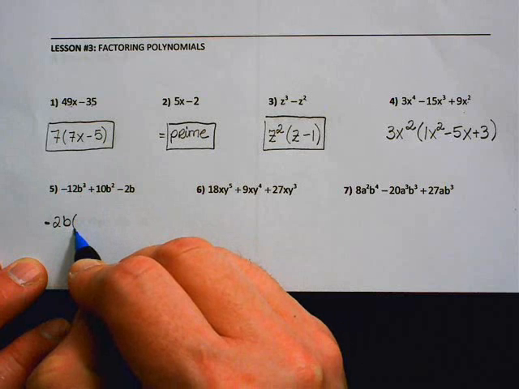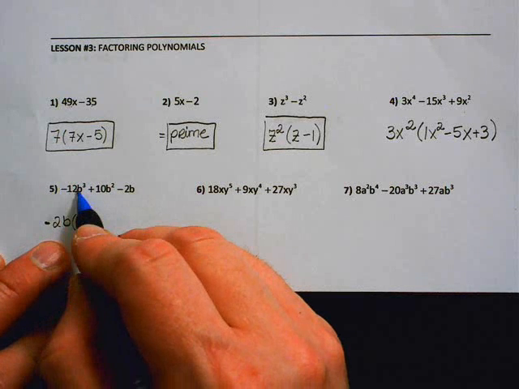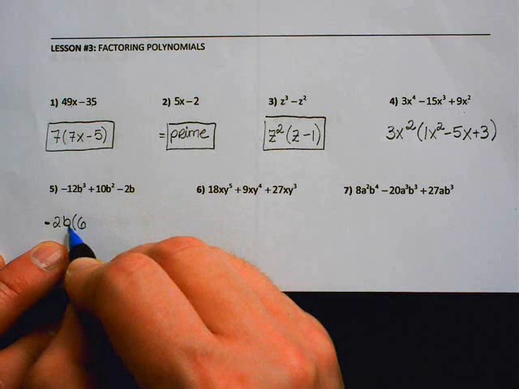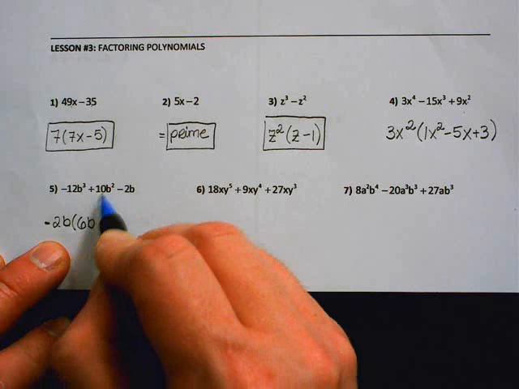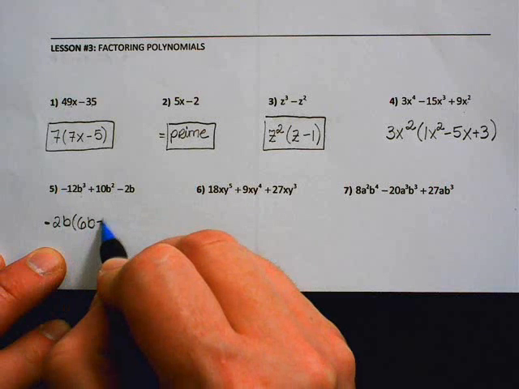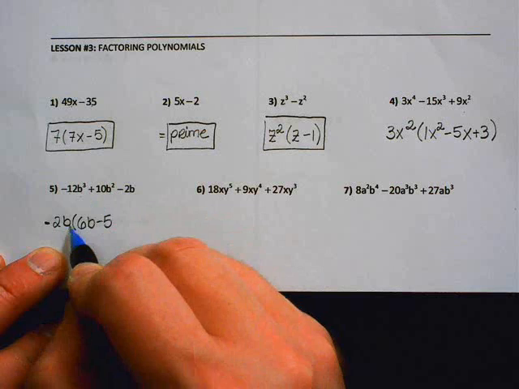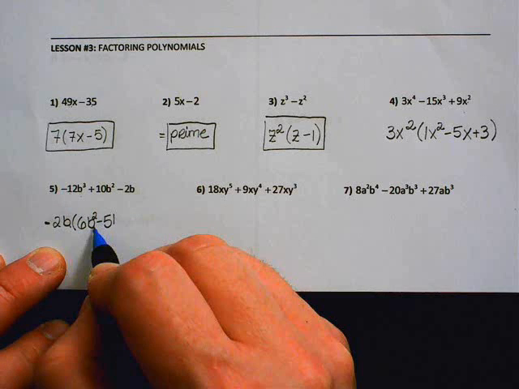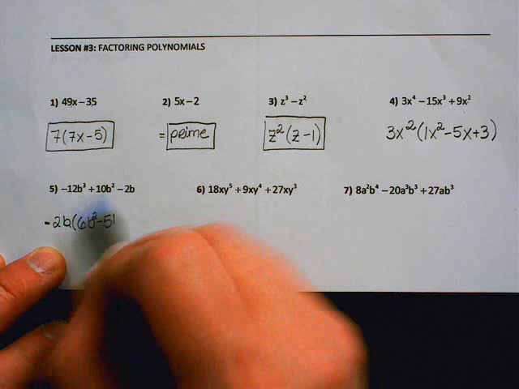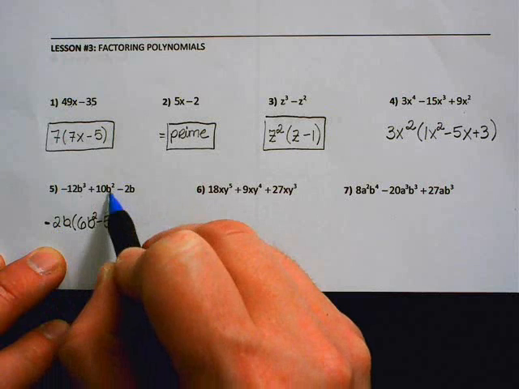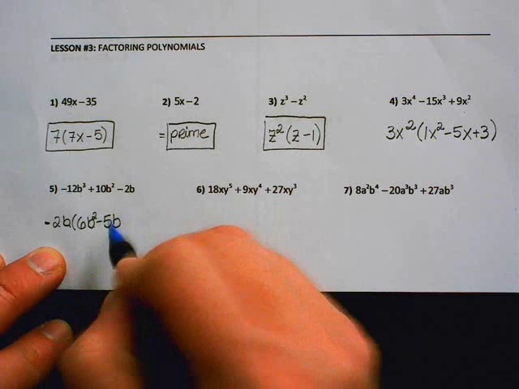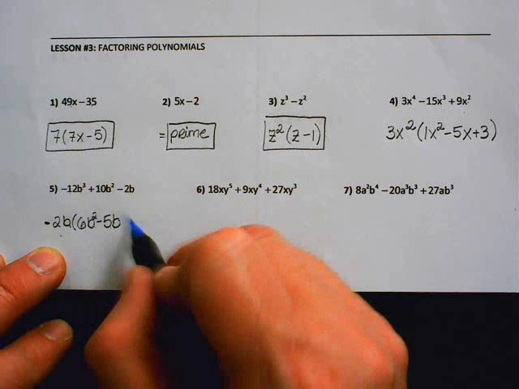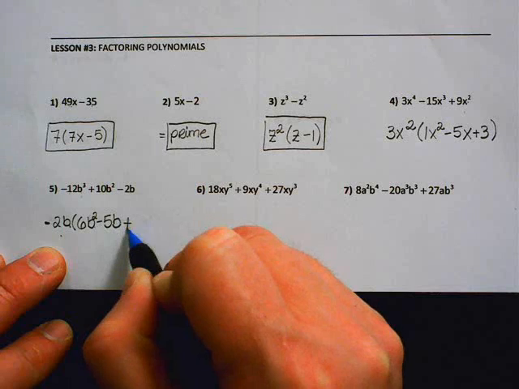Alright, so as we factor negative 2b, we get negative 12 divided by 2 is 6. B cubed divided by b is b squared. 10 divided by negative 2 is negative 5. B squared divided by b is b. And then negative 2b divided by negative 2b is 1, positive 1.